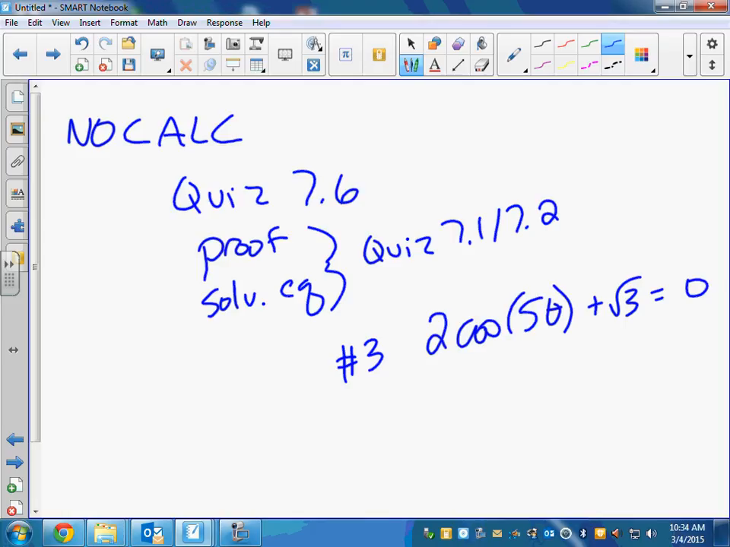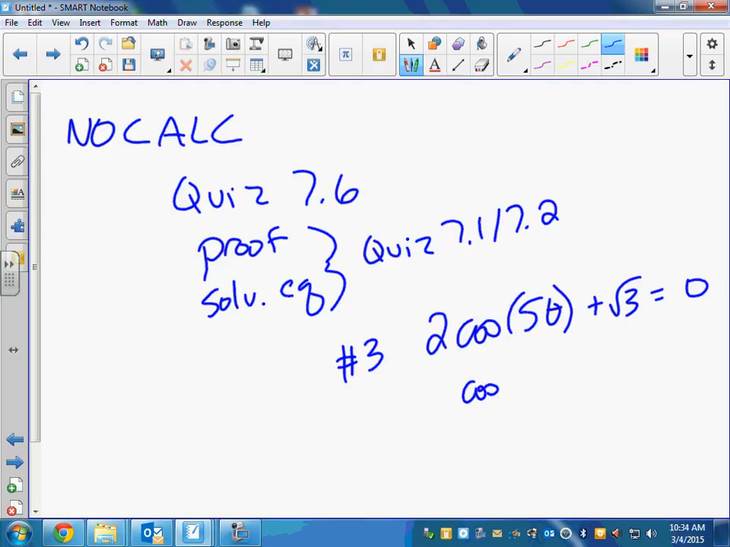So first of all, remember there's two types of equations they can give you. They can give you one that says find all solutions, which is like what this one says, or they can say find all solutions between like 0 and 2 pi or 0 and 360. That's when you only give me the answers that go between that. What do you do first on this?